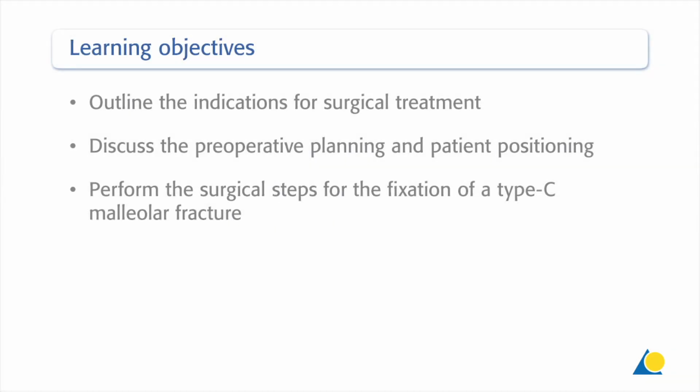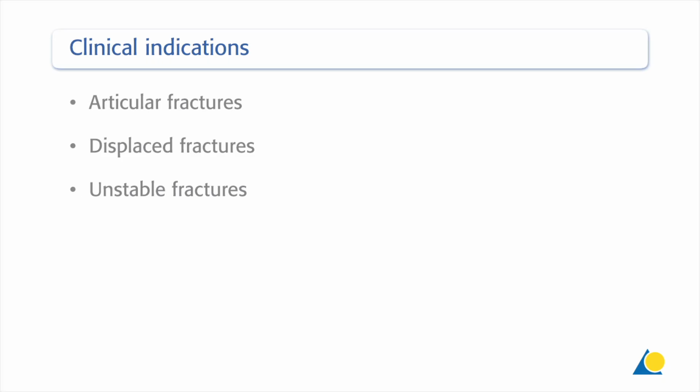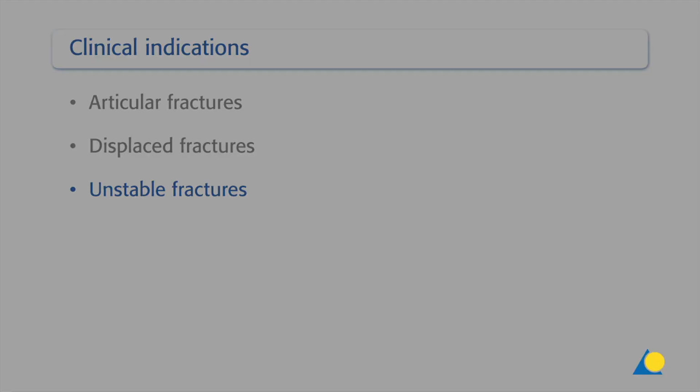Upon completion of this exercise, you should be able to outline the indications for surgical treatment, discuss the preoperative planning and patient positioning, and perform the surgical steps used for the fixation of a type C malleolar fracture. Indications for internal fixation of a type C malleolar fracture include articular fractures, displaced fractures, and unstable fractures.